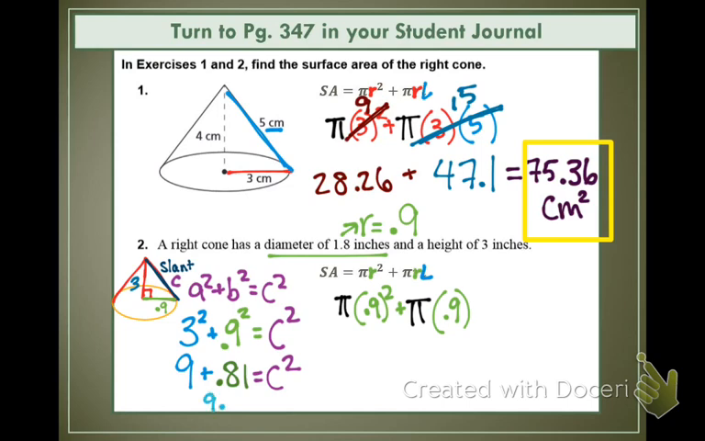All right, what is 9 plus 0.81? 9.81 equals c squared. So how do we finish solving for c? Take the square root. What is it? 3.13. So this is the slant height. So I don't need the height that it gave me in the directions. Not anymore. I'm going to plug in the slant height for L. So that would be 3.13.